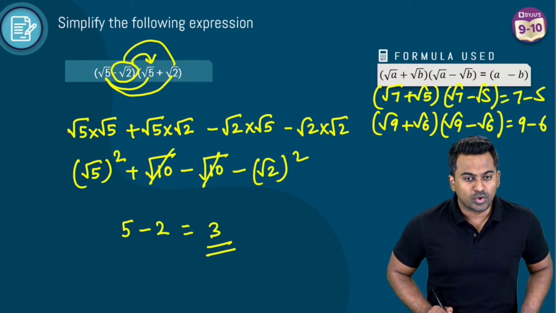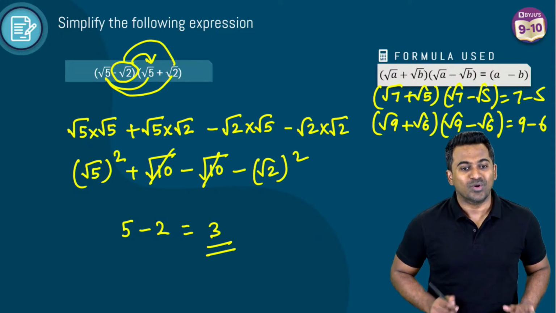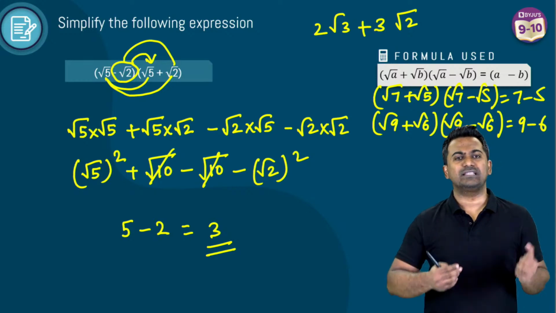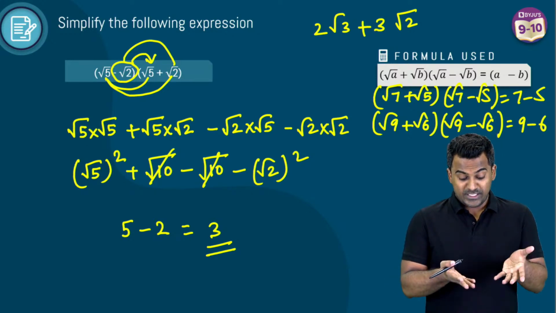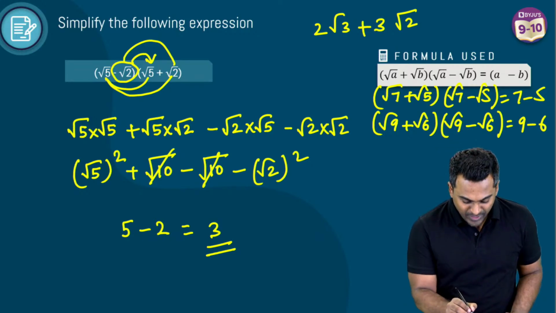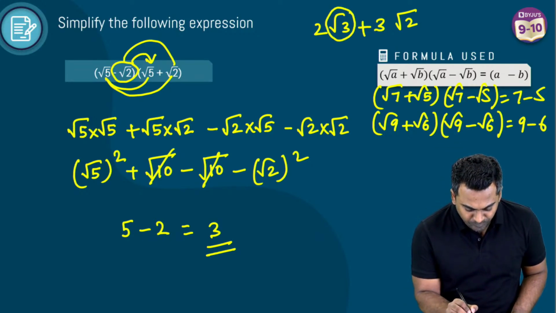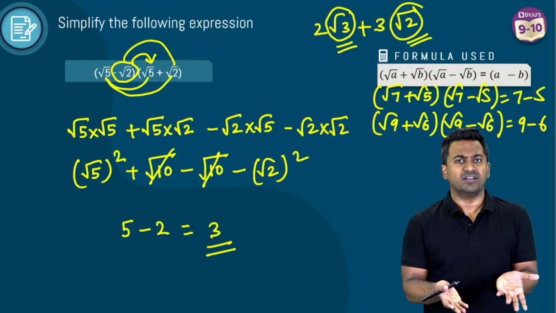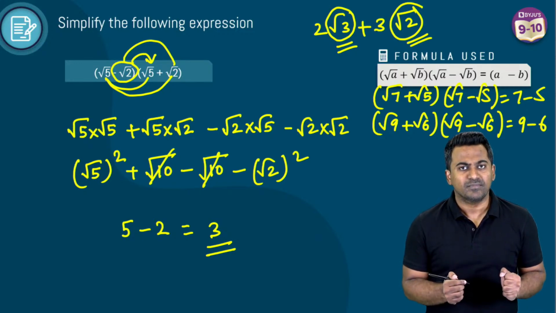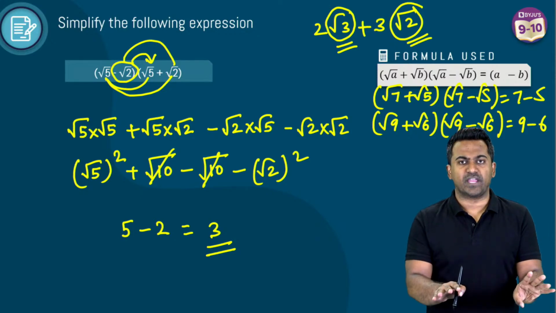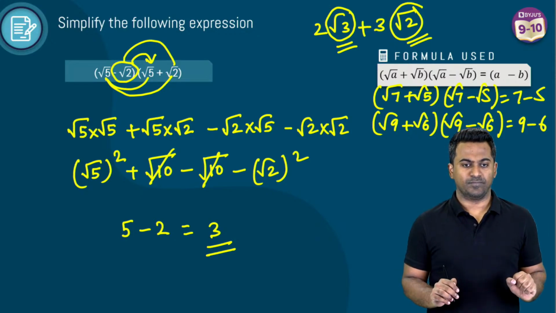Why can't 2 root 3 be added to 3 root 2? Okay, that's a valid doubt. 2 root 3 plus 3 root 2. What will your answer be? Will you say 5 root 2? Will you say 5 root 3? You can't, right? Because the number under the root here is 3, and the number under the root here is 2. They are different. So obviously you can't combine them. That's the reason why we leave it as it is. We don't do any further simplification.